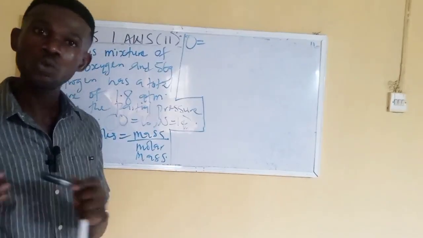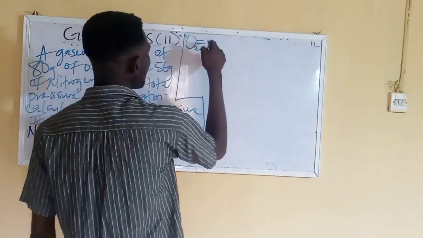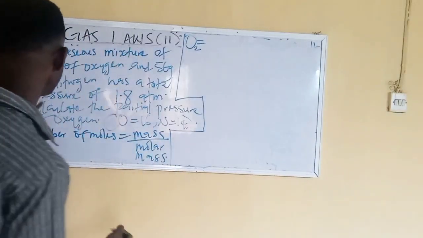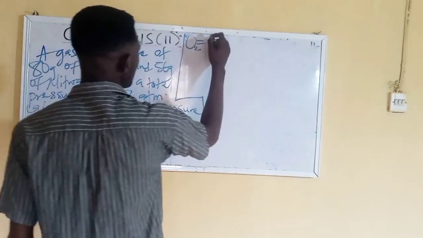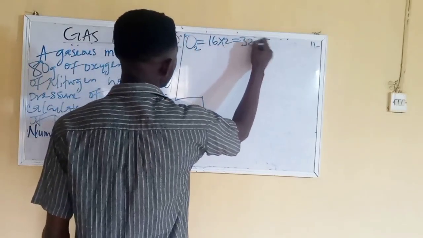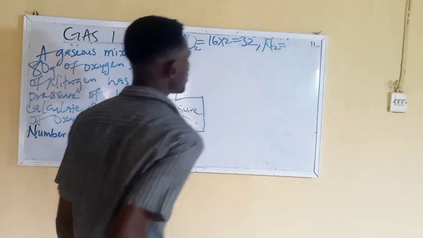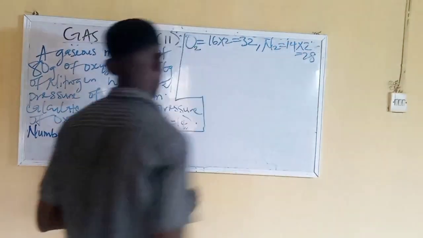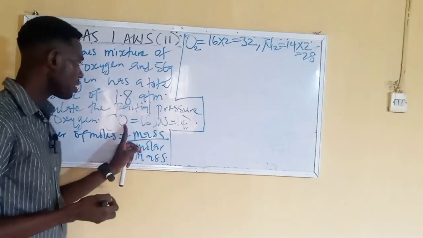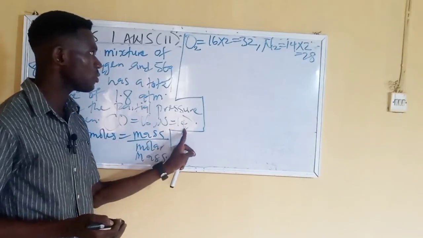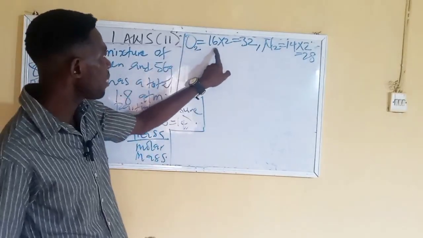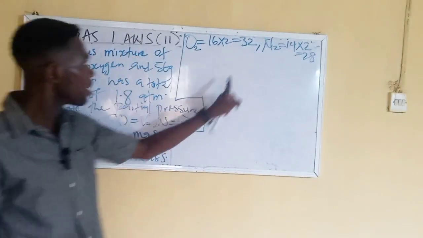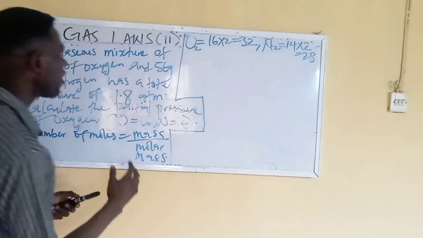Nitrogen gas is represented as N2, and oxygen gas as O2. First we need the molar mass. The molar mass of oxygen is 16 times 2, which is 32, and the molar mass of nitrogen is 14 times 2, which is 28. In case you're wondering how, O is given as 16 and N is given as 14. So for O2, I multiply 16 times 2, which gives 32, and for N2, 14 times 2 is 28. So now I have my molar mass.